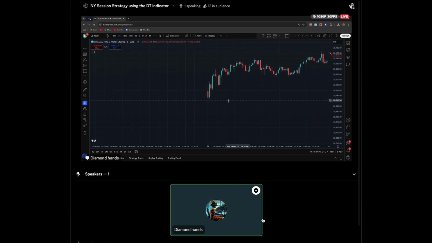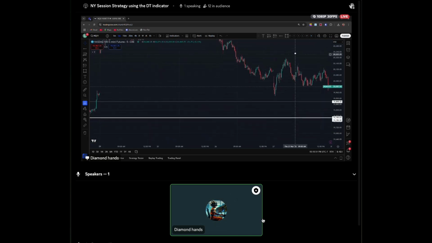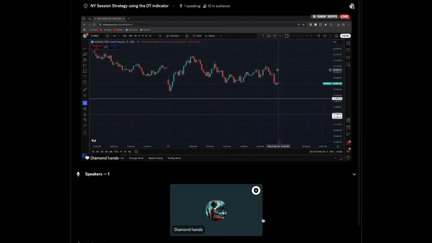Okay. Anyways, so the strategy is range based. A lot of you guys probably know it. I don't know if anybody here has ever traded the opening range breakout. Was anybody here? No, not really. Well, I don't really follow anymore as much.